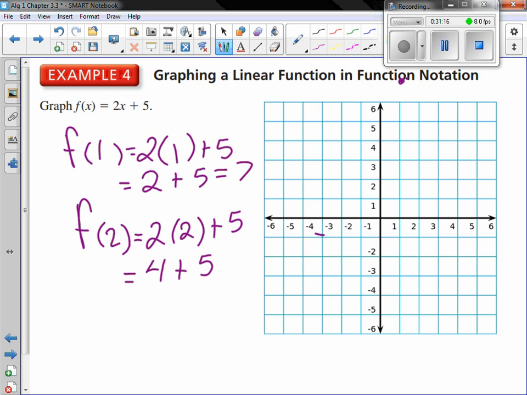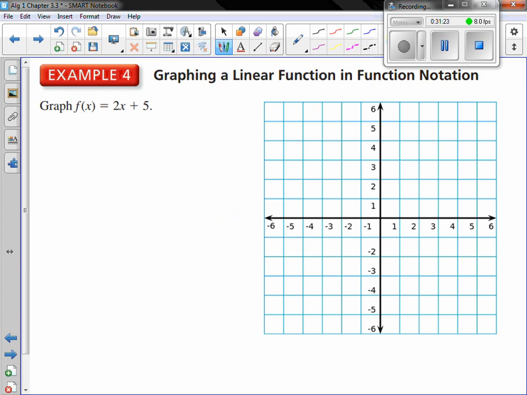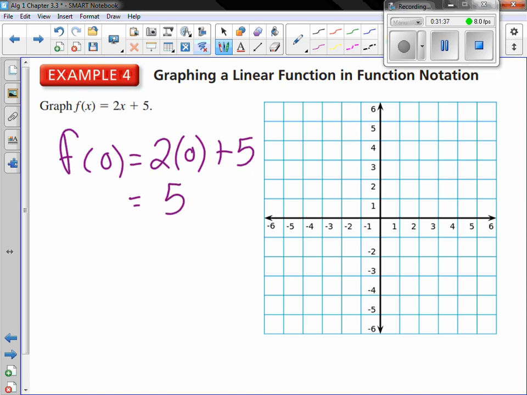We can do this here. Now this here unfortunately didn't work well for our graph. So we could try different values. So we could say f of 0. Well, that would be 2 times 0 plus 5, yes? Well, 2 times 0 is what? Which just gives us 0, 5.